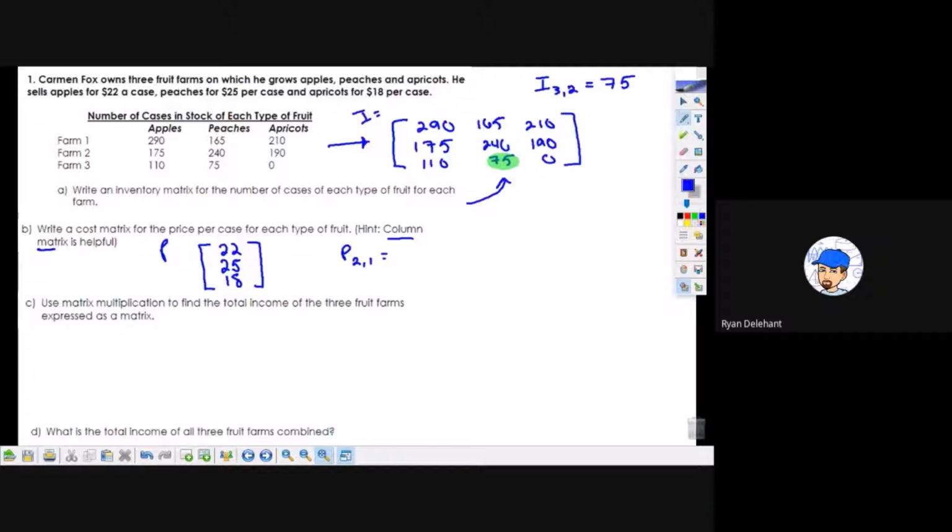Let's talk about this without the matrix. If we wanted to figure out how much money we would make selling all of the product in farm stand 1, what would we multiply the apples by? How much are they worth per case? 22. These are worth $22, right? Peaches are worth 25. Apricots are worth 18. And then we would repeat that process again and again for each one of the stands. Then we'd have to do what with them? We would have to go and add them all together to find out how much.